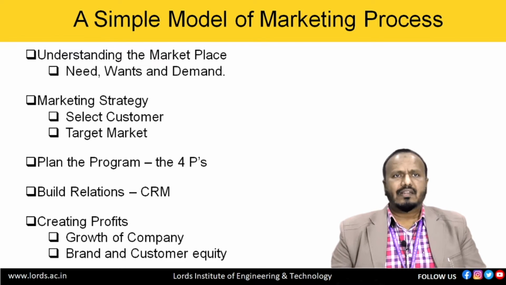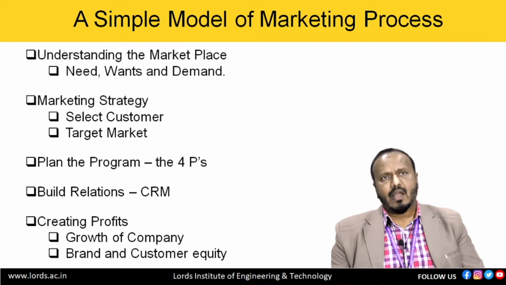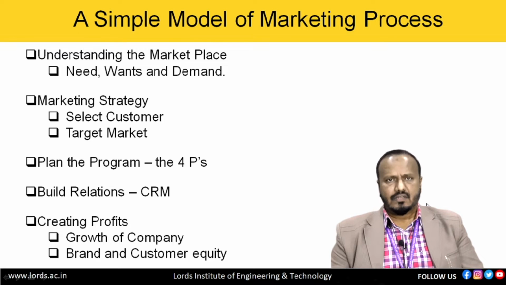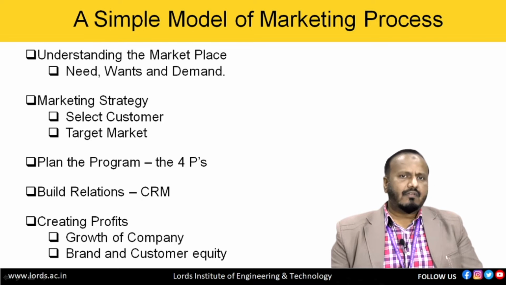The next stage in the marketing process model is the plan of the program, which is the 4 P's of marketing. That's nothing but product, price, place, promotion. Then once we define the 4 P's of marketing, we try to build a relation with the customer, because now that the customer has already taken the product which is available in the market and is satisfied with that, you start building a relationship, because when you start building a relationship for any product, you're actually trying to generate revenue out of that, because that will be your future and ideal customer.